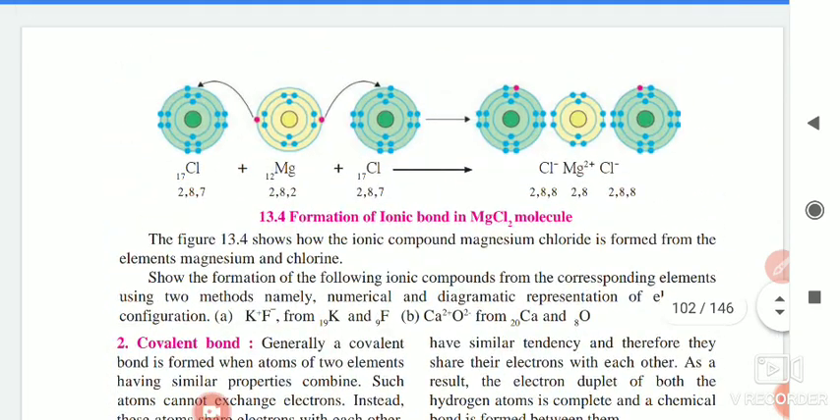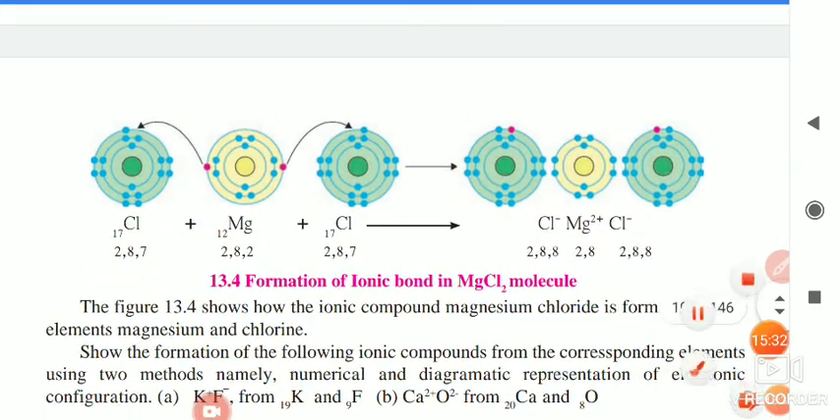So you must be able to draw the sketch of these substances. So today we are going to stop here only.